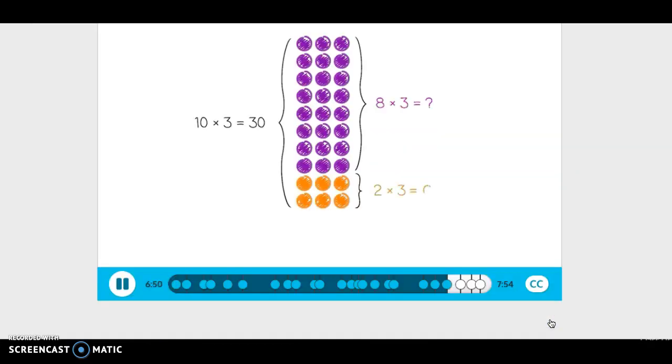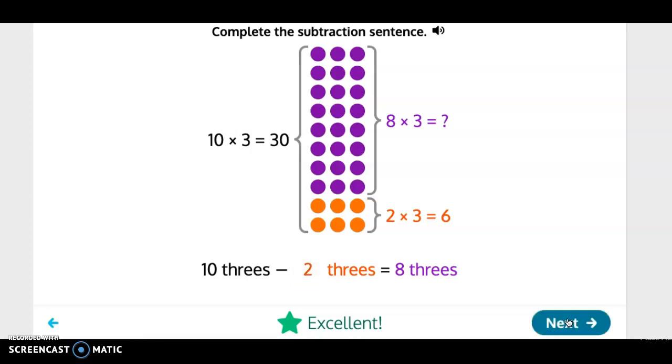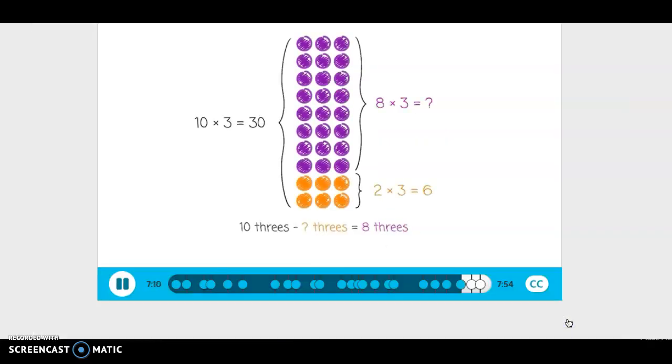2 times 3 equals 6. We need to subtract 2 3s. That's right. We can get 8 threes by subtracting 2 threes from 10 threes. Let's write out this thinking now. 10 threes minus what equals 8 threes? Ten threes minus 2 threes equals 8 threes.